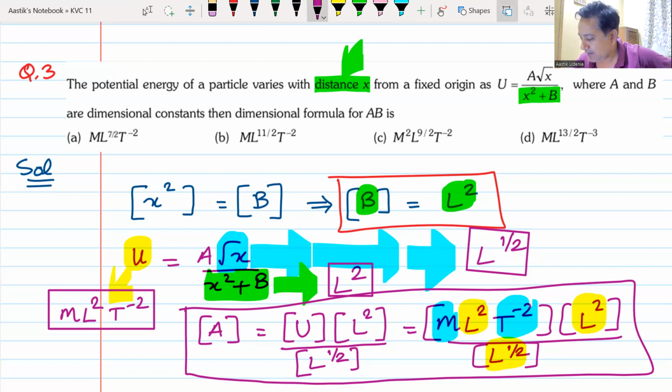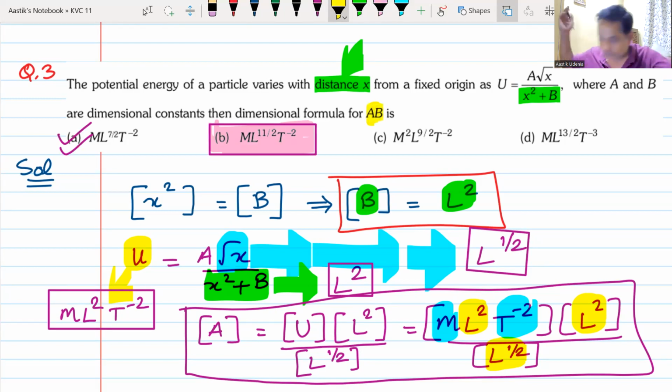So it becomes L raised to the power 7 by 2. My mistake. I did not look at the question. In the question it was asked the dimension of A into B. Genuine mistake from my side. Do we understand this? I was looking at this answer. Tell you very frankly, I was looking at answer A. A is the dimension of quantity A, but the question was to find out the dimension of A, B, and that is why I was confused.